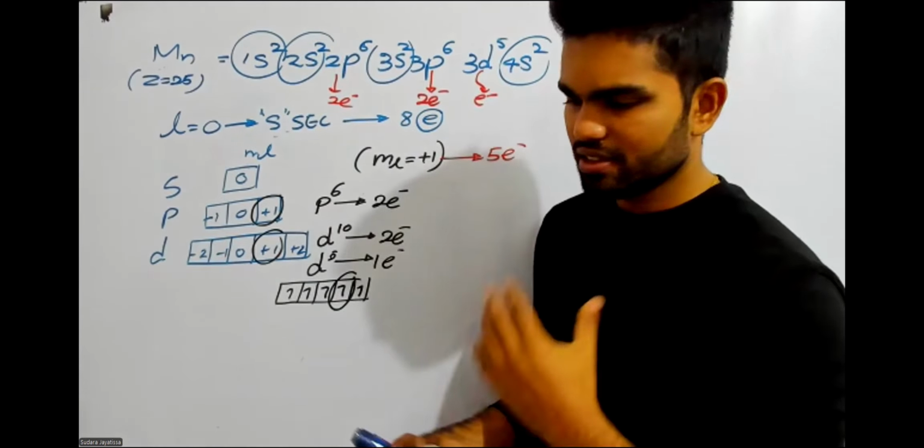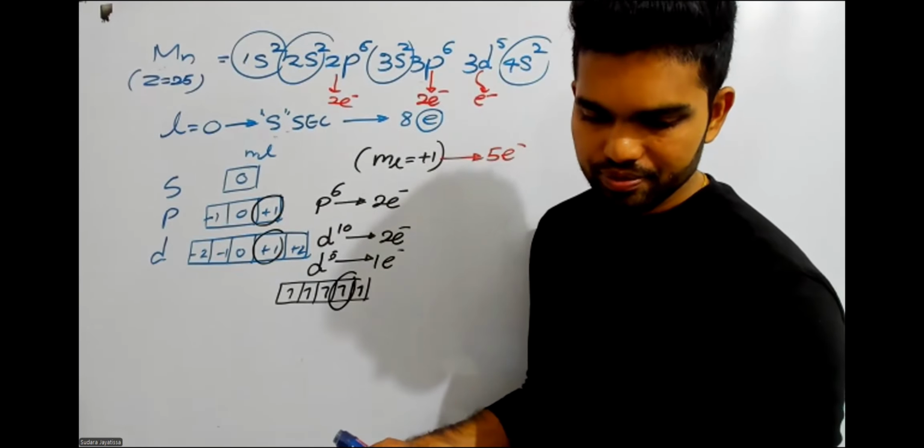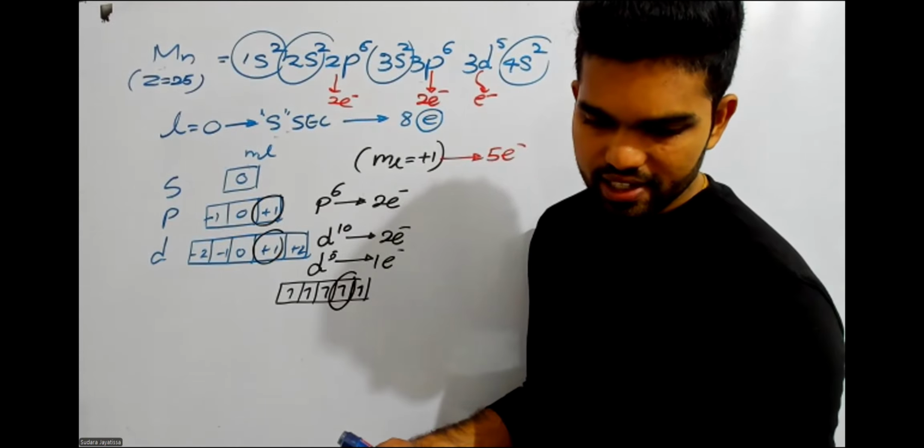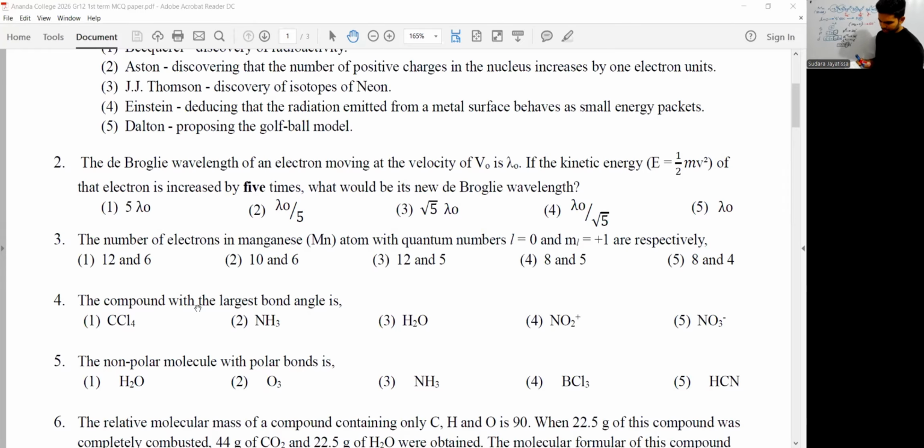It's not a difficult one, but still a good exam-level question. Let's see what the answer is. 8 and 5, answer 4. So there are 8 s electrons and 5 Ml plus 1 electrons. Just refresh your knowledge about quantum numbers again. We did that in previous papers also, in our evaluation test 2 discussion, remember?